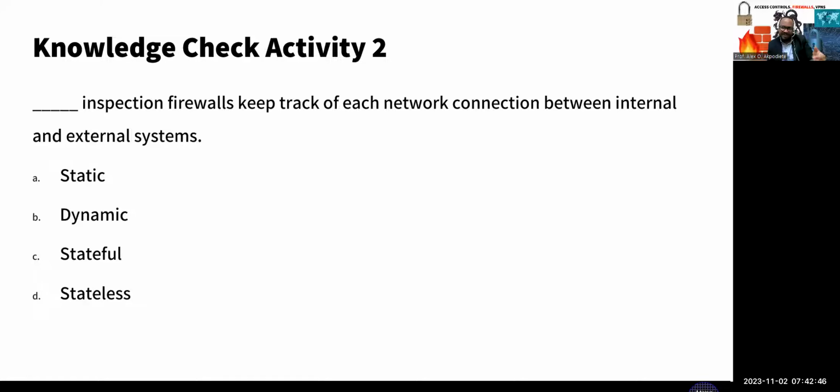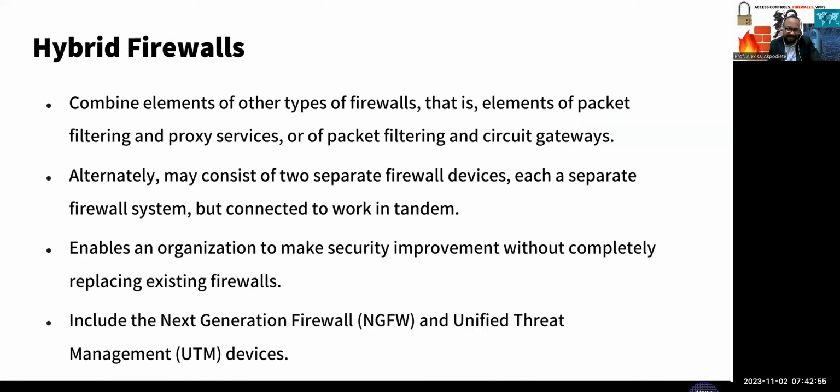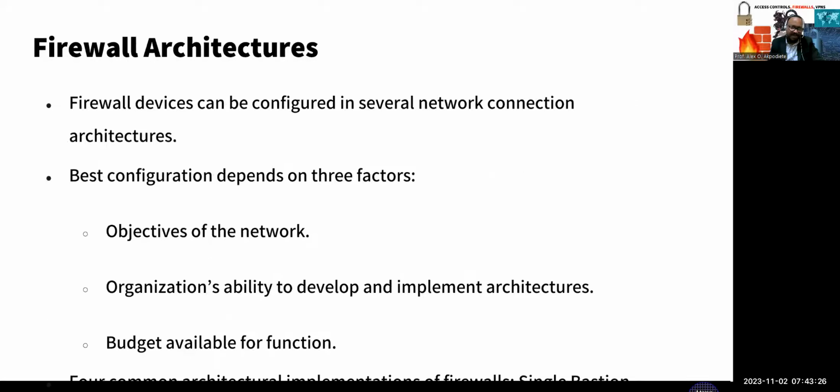Knowledge check: which firewalls keep track of each network connection between internal and external systems? That is the stateful inspection firewall, right? But again, you can have hybrid firewalls. So now you have what is called next generation firewalls, NGFW, and also what's called unified threat management devices or appliances that could do a bunch of things for you, from UTM, IDS, firewall, other things, right? Of course, the issue with those is that they are a single point of failure, but just understand that you have other options, right?